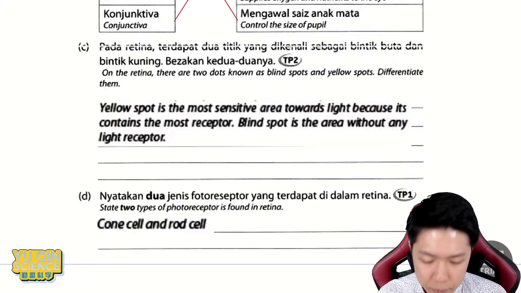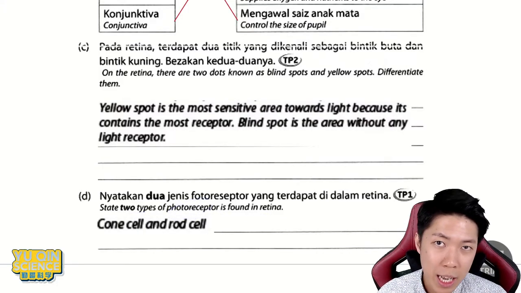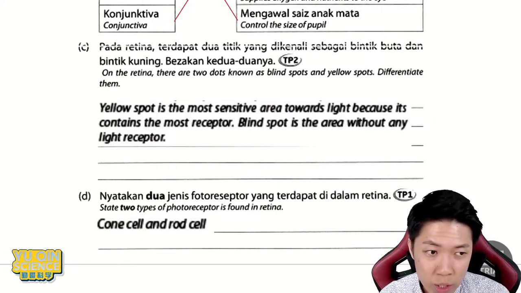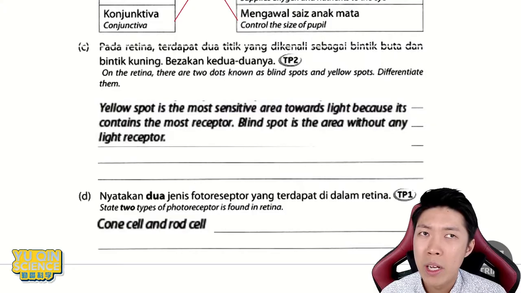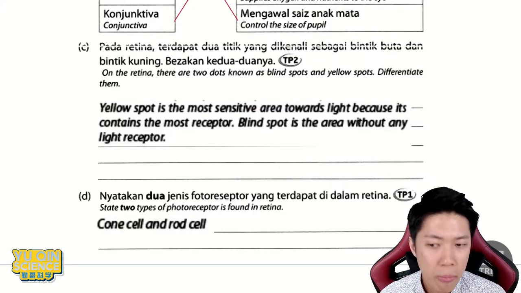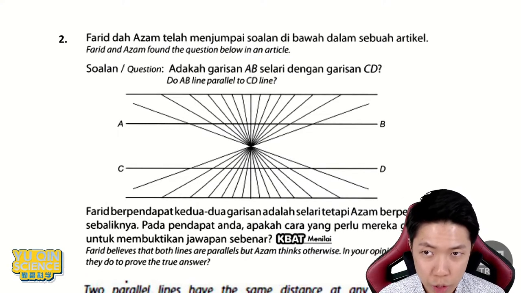Right? Question D. Two types of photoreceptors found in the retina. Remember the color one? C, cone cells, C for color, and rod cells for black and white or low light intensity. Very straightforward.